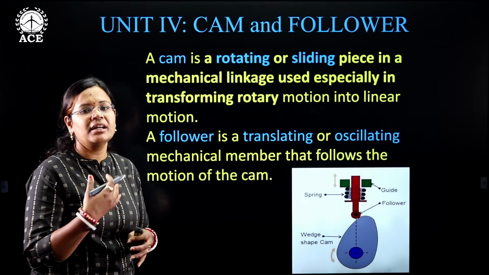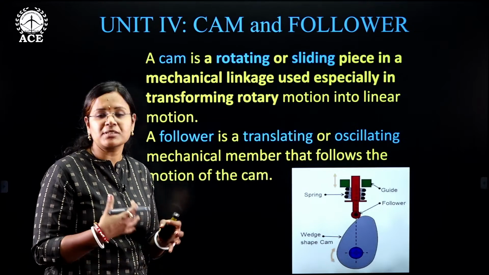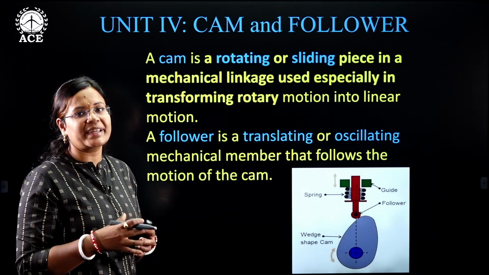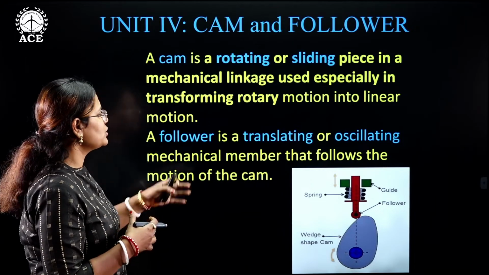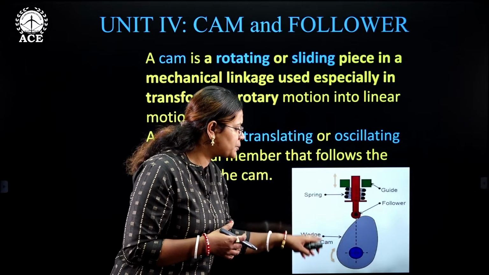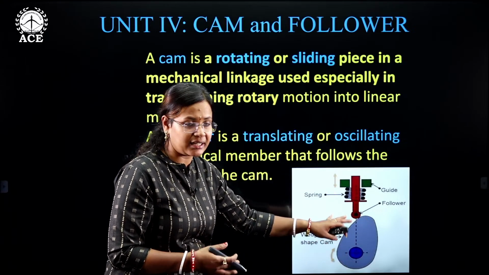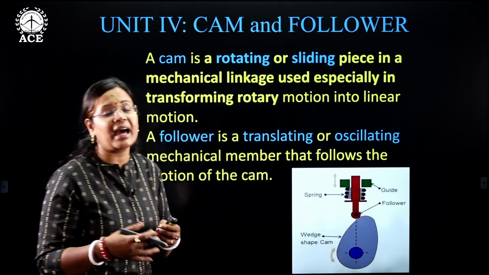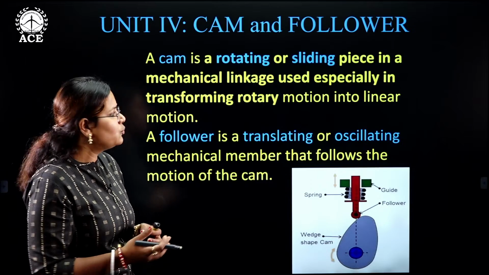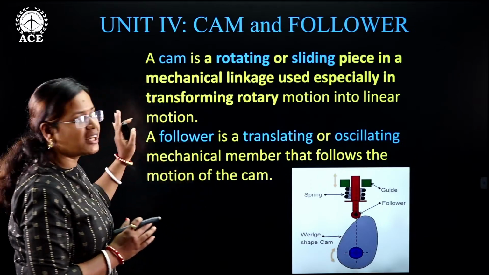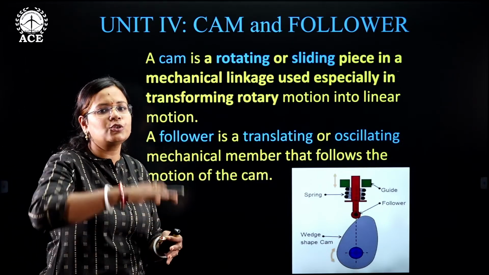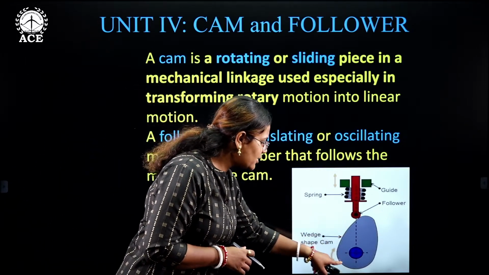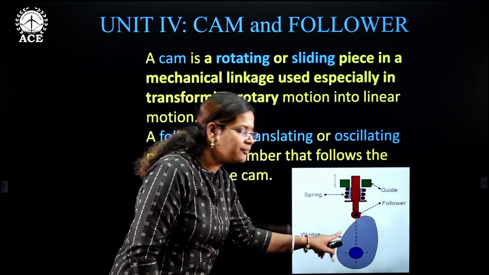Cam is nothing but a rotating element. It is sometimes sliding as well, but it is generally a rotating element which is mounted on a camshaft. In this diagram, it is very easy to understand it diagrammatically. This particular rotating element is nothing but a cam. So I say a cam is a rotating element which is specially used in transforming rotatory motion into linear motion.